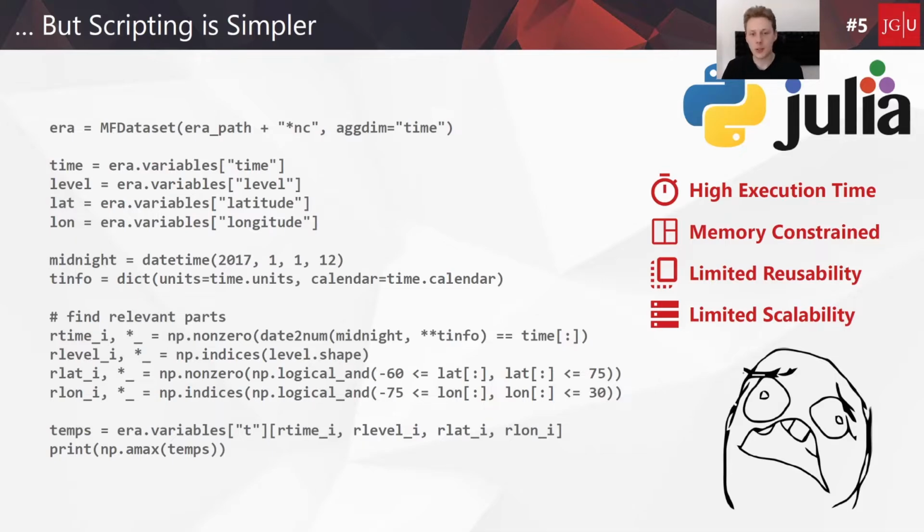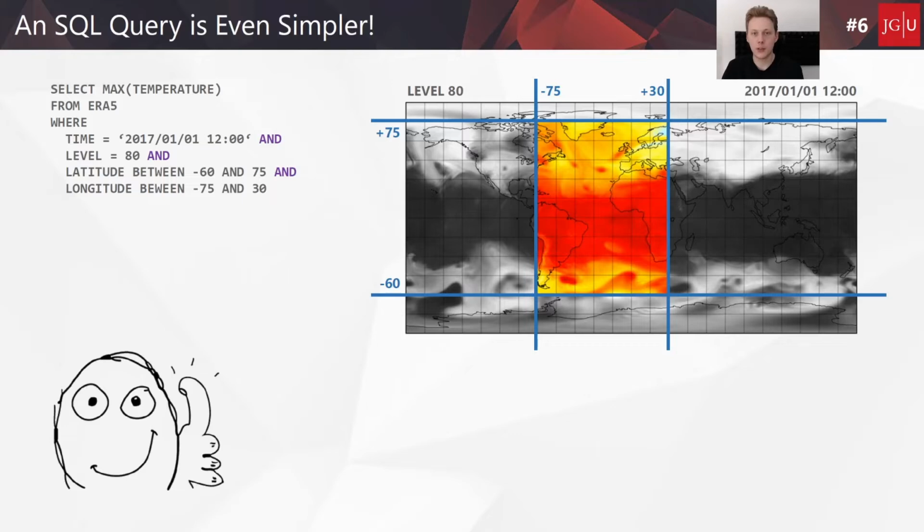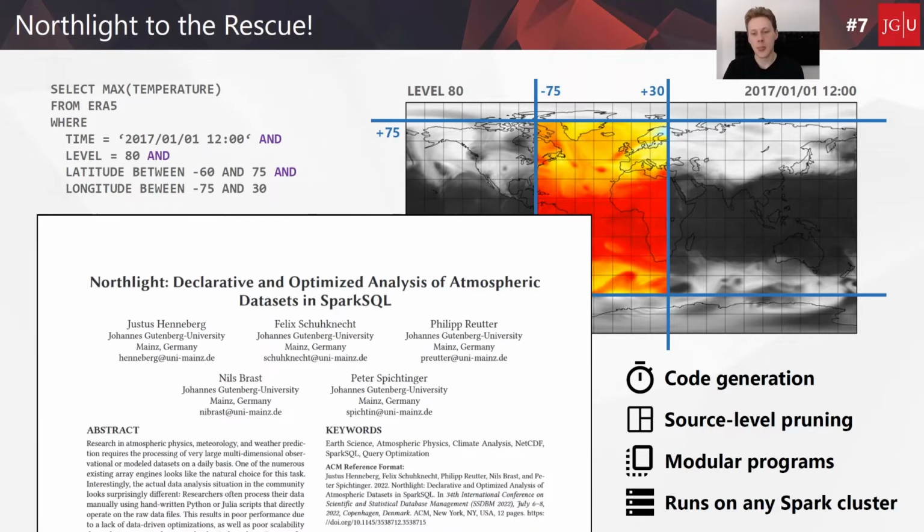However, we can also express this problem using conventional SQL. And that's quite easy to read and easy to write. However, it's not that easy to run on the data sets that are used in atmospheric physics. And this is a problem that Northlight tries to solve. So Northlight connects the atmospheric physics data sets and the possible optimizations that are due to these new formats to Spark and SparkSQL to allow for distributed execution of data analysis queries.